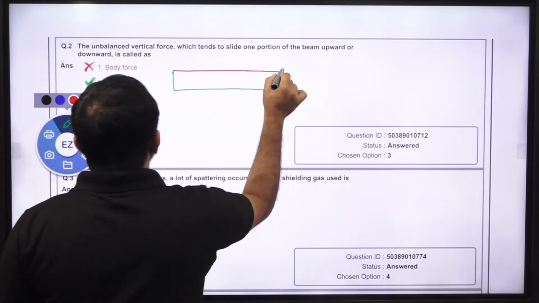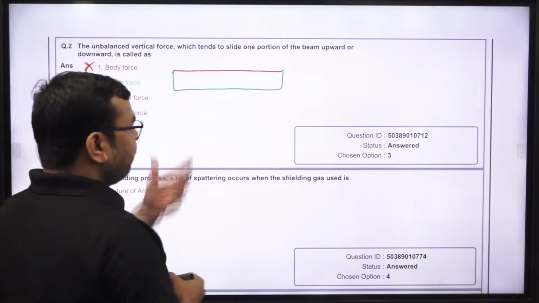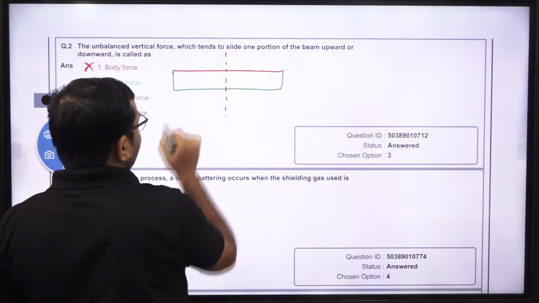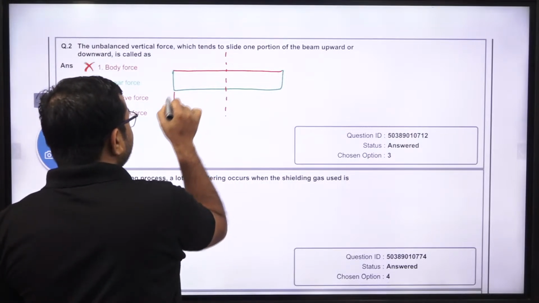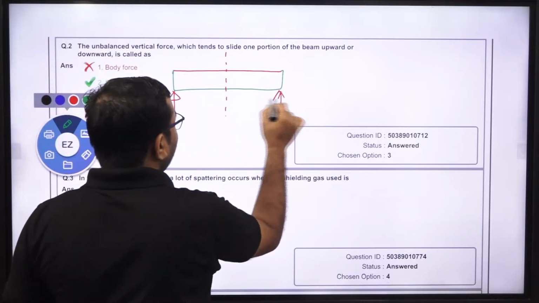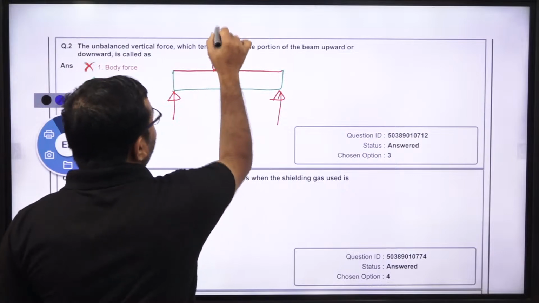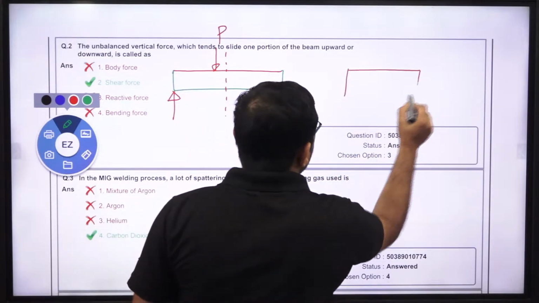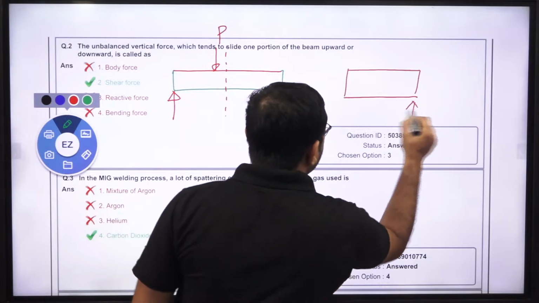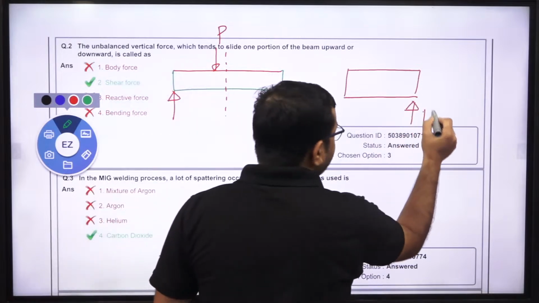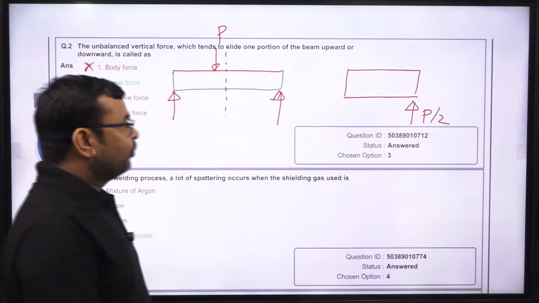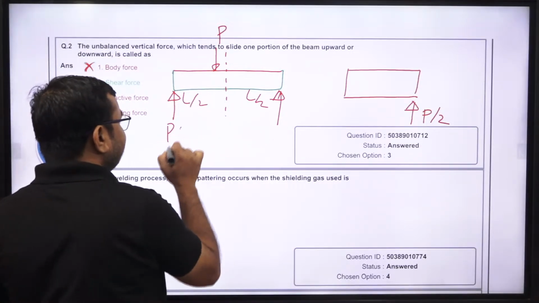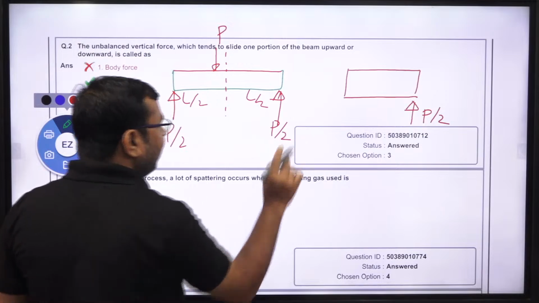So you can see here, unbalanced vertical force which tends to slide one portion of the beam upward or downward. Correct? So let's suppose this is a beam, and if I cut a section from it, is it clear? Suppose this is a simply supported beam subjected to a point load at its midspan. If I draw its free body diagram about this cross section, it looks like this. One force which is acting here is P by 2. Yes or no? Obviously, if this is symmetrical loading, then the reactions at both ends have the same value.